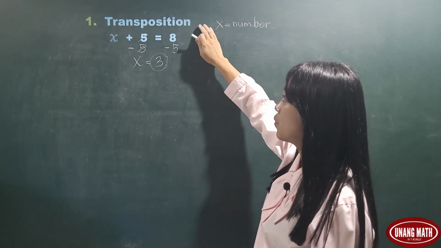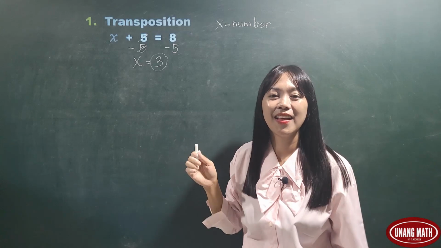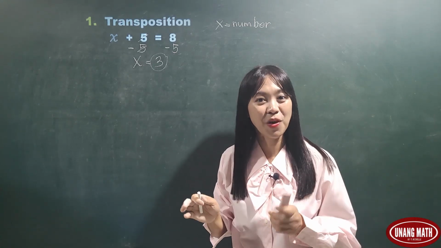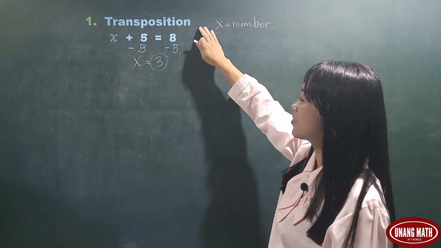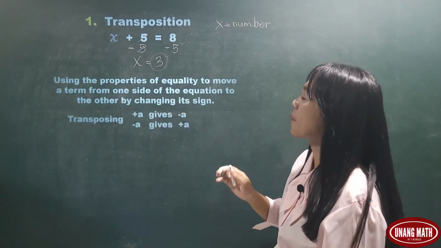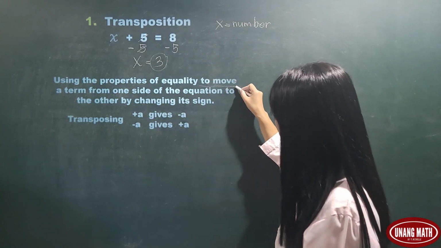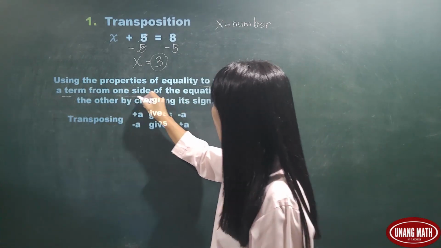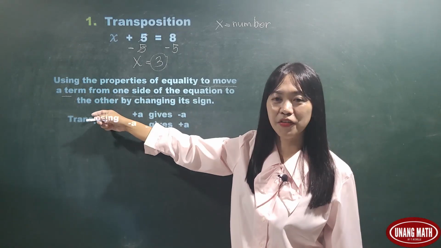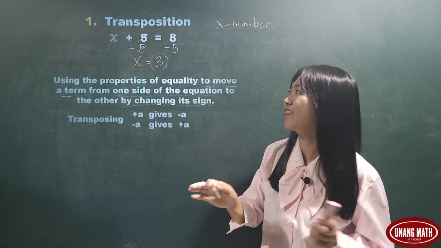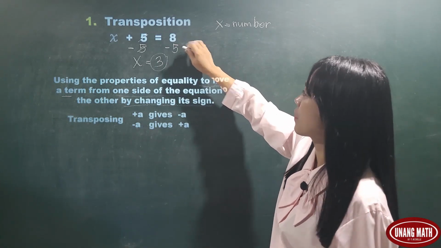How about using transposition? Transposition is another way of solving equation. Transposition is similar to properties of equality. In transposition, we just have to move a term from one side of the equation to the other side by changing its sign.